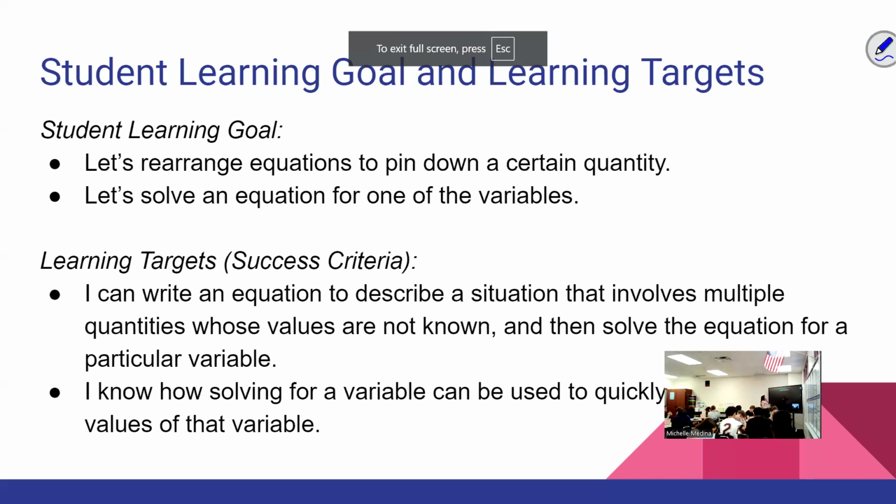What we want to be able to do today, and we kind of talked about it in the previous 2 lessons, like I wanted you to start seeing it because it is a hard concept for 9th graders. It's rearranging equations to pin down a certain quantity and solving an equation for one of the variables. These 2 things are really saying the same thing, just in different ways.